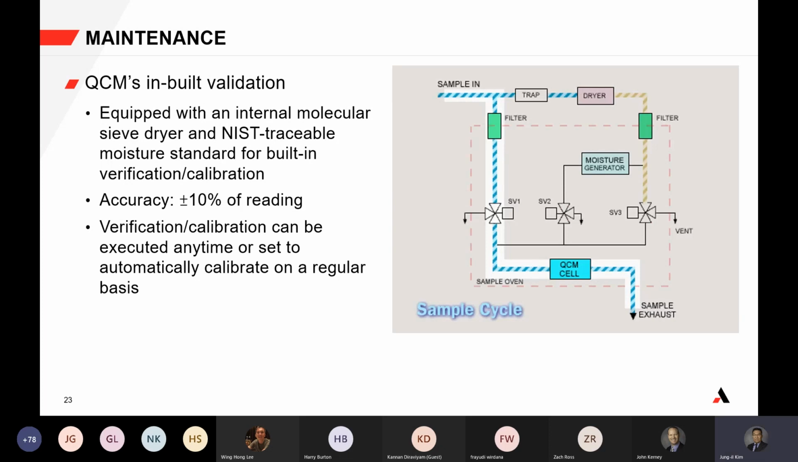As discussed earlier, the QCM analyzer is equipped with an internal molecular sieve dryer and a NIST traceable moisture generator to support the analyzer, providing 10% accuracy. The verification calibration feature can be executed at any time and set to automatically calibrate on a regular basis.